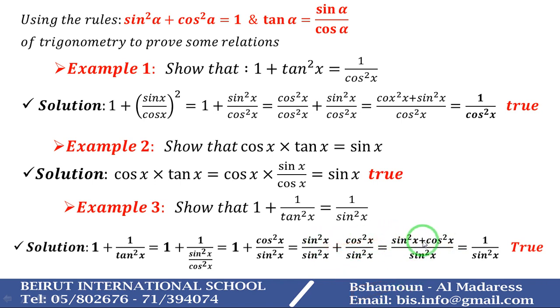So sine square x plus cosine square x, what does it give? Sure, it gives 1. So the answer will be 1 over sine square x, and the relation is true.